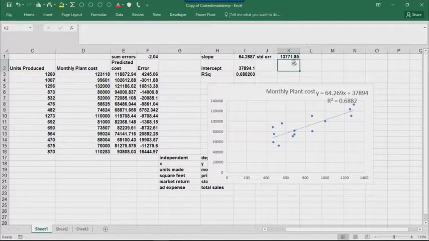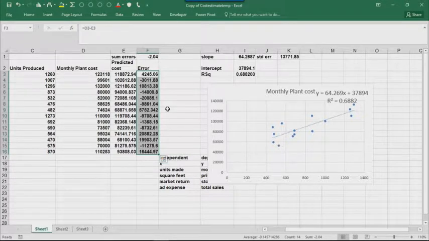Okay, now what does that mean? 68% of our forecast should be accurate within one standard error of the regression, 95% within two standard errors. So an outlier would be anything that's a point where the prediction's off by more than double that 13,771, or about 27,000. We have no errors that large, so there are no outliers. Not a good or bad thing, just a fact.